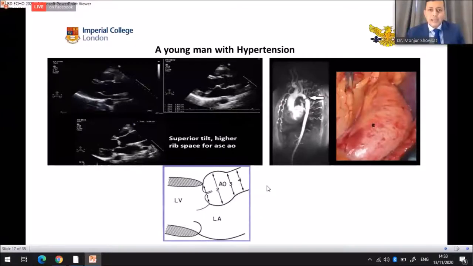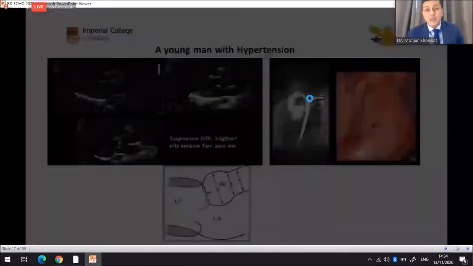Okay. So this is for the bicuspid aortic valve. You can see it has dilated the ascending aorta. When you assess a young hypertensive patient with a dilated aorta, you need to go a bit higher, otherwise you will miss the dilated ascending aorta. You can see on this slide they have also developed coarctation of the aorta. This is associated.